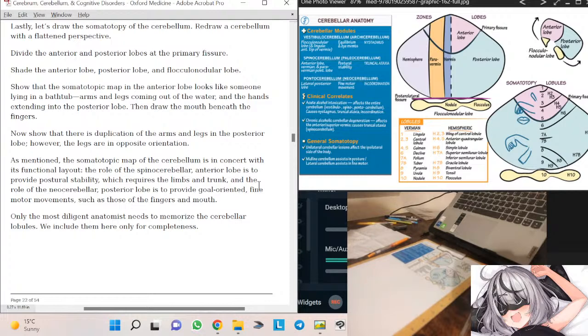Only the most diligent anatomists need to memorize the cerebellar lobules. We include them here for completeness.